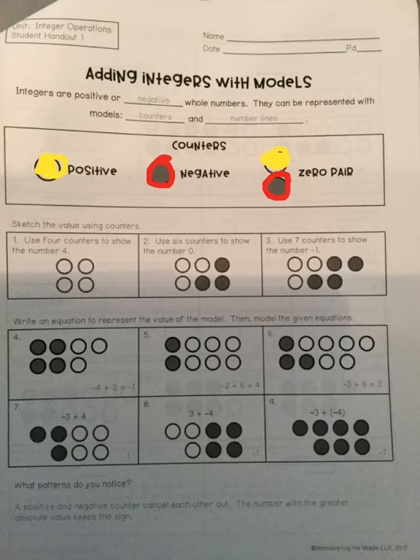Use 4 counters to show the number 4. So they did that. Use 6 counters to show the number 0. So basically, they just put pairs. I would have lined them up so that they were exactly equal, like a positive with a negative. Use 7 counters to show the number -1. So that means you're going to have one extra counter, like this one would be an extra as your -1.